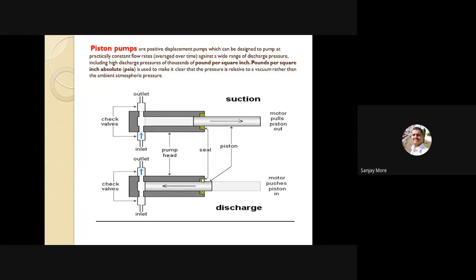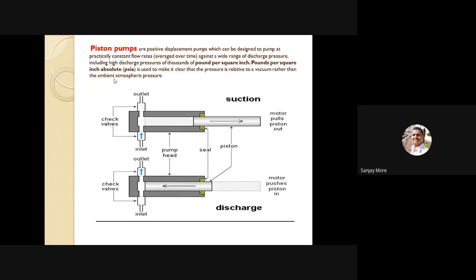It is constant flow rate against a wide range of discharge pressure. It means the motor pulls these pistons, and this area will be fixed. So the absorption of liquid or fluid is constant, meaning constant flow rate. And when the motor pushes this piston to this side, the outlet valve is open. Again, this constant flow will pass with the help of the outlet port.